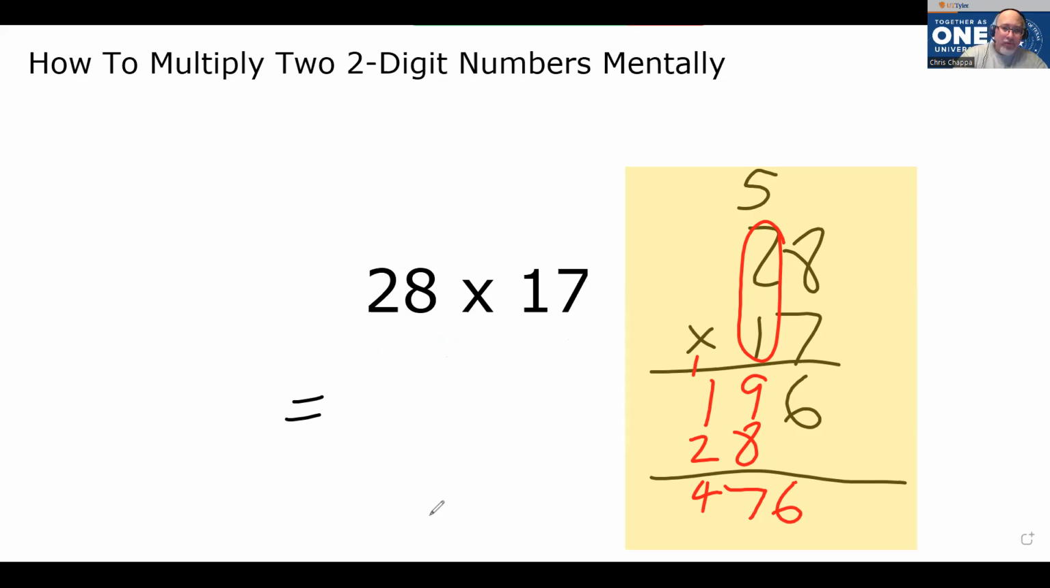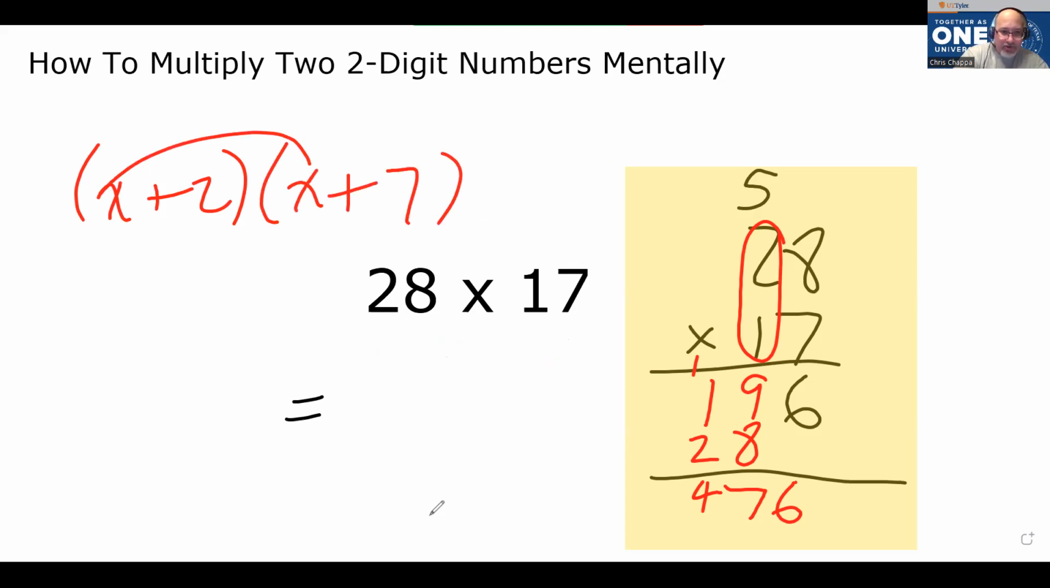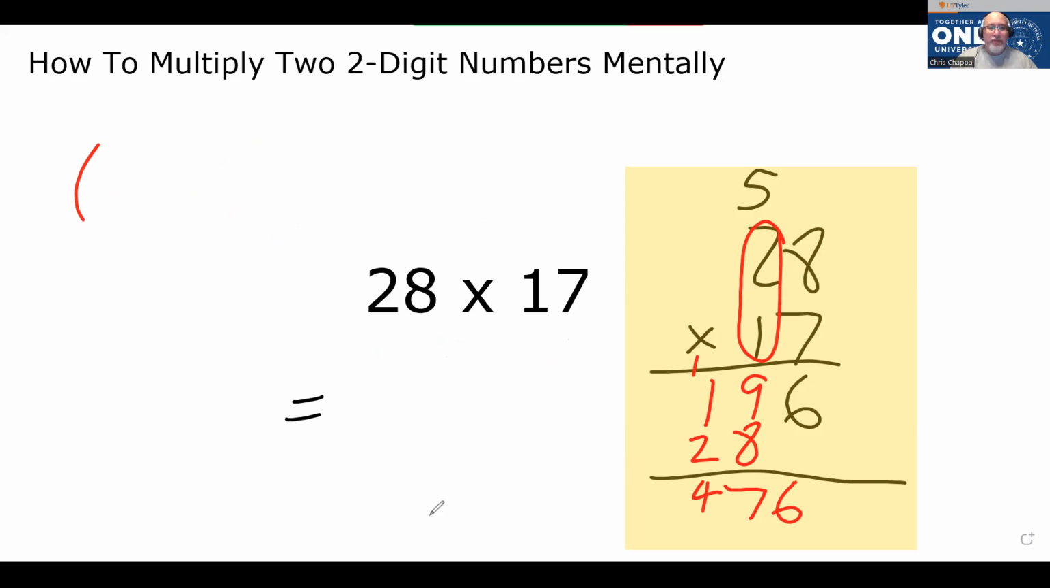Wait, FOIL? FOIL is when you do something like x plus 2 times x plus 7. First, outside, inside, last. But if you notice these things that I'm drawing, it is a FOIL problem because you could think of 28 as 20 plus 8. And 17 is 10 plus 7.